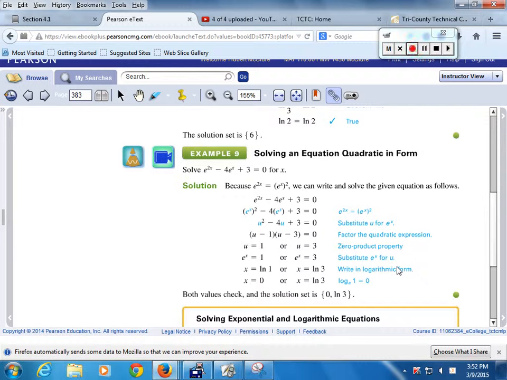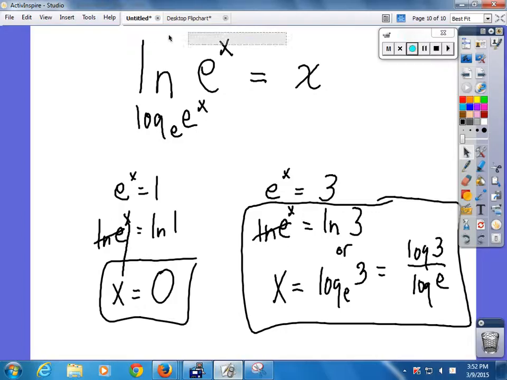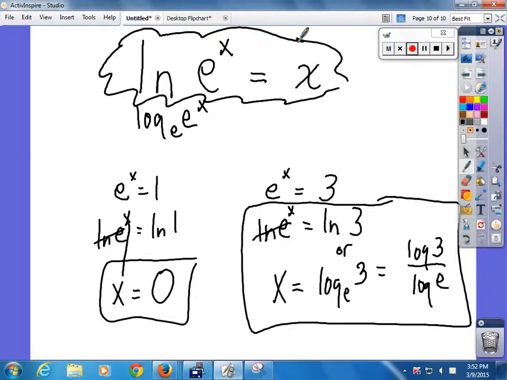The reason they don't is that you're supposed to be able to get it right there. Remember this. If you want to get rid of e to the x and just get x, take the natural log of both sides. Or log base e of both sides. Take the natural log of it.